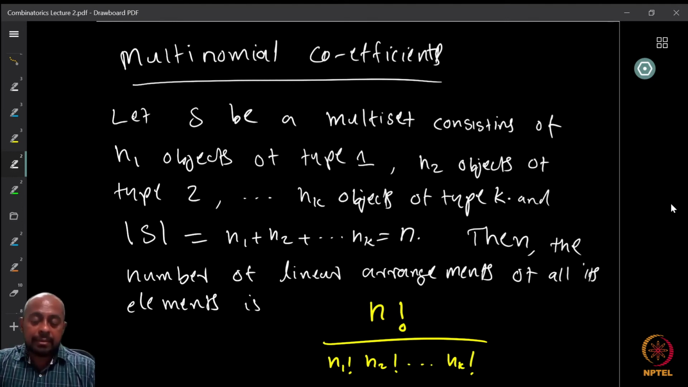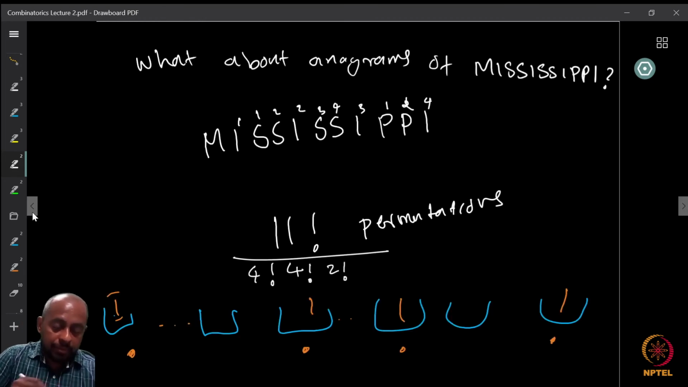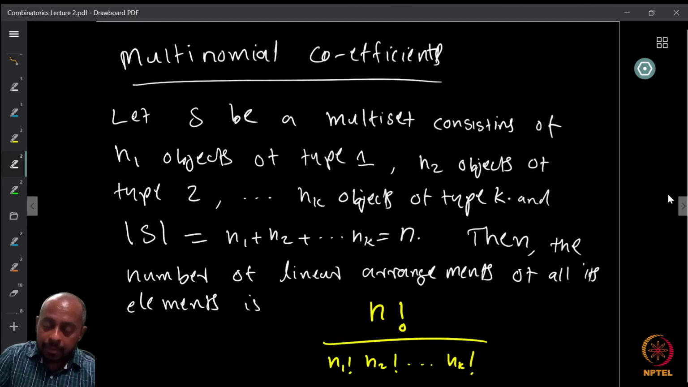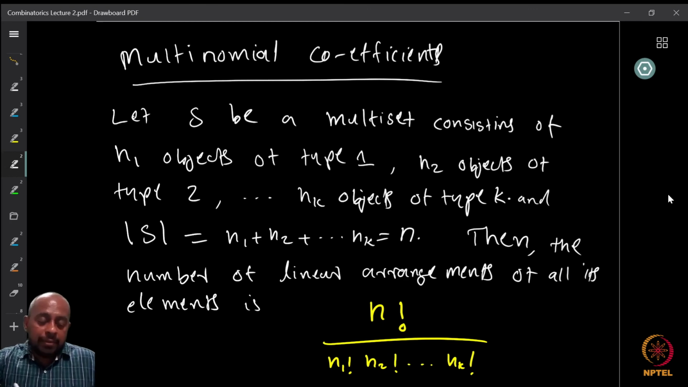Let S be a multiset consisting of n1 objects of type 1, like we had here 4 objects of type I. They are all identical, 4 different S's, 2 different P's, etc. So n1 objects of type 1, n2 objects of type 2, n3 objects of type 3, etc., nk objects of type k, and n1 plus n2 plus n3 plus etc. plus nk is equal to some number n. So S is the multiset, and it has cardinality n1 plus n2 plus etc. plus nk, which I call n.